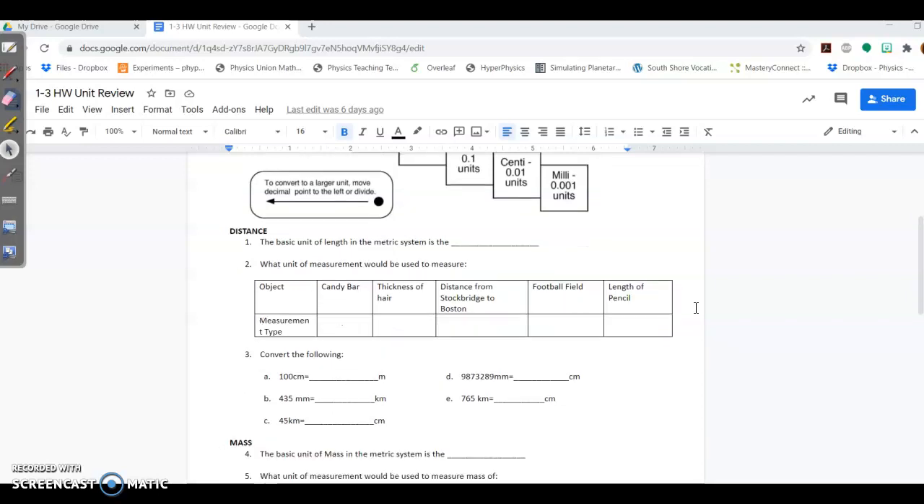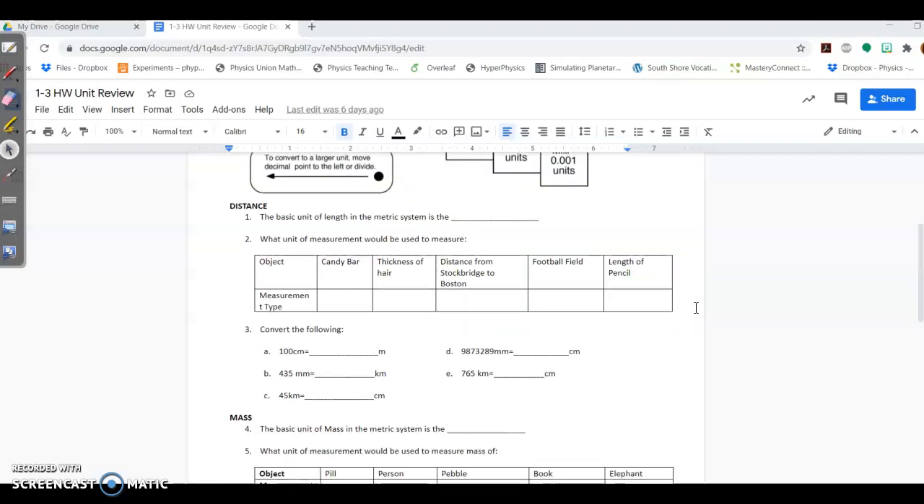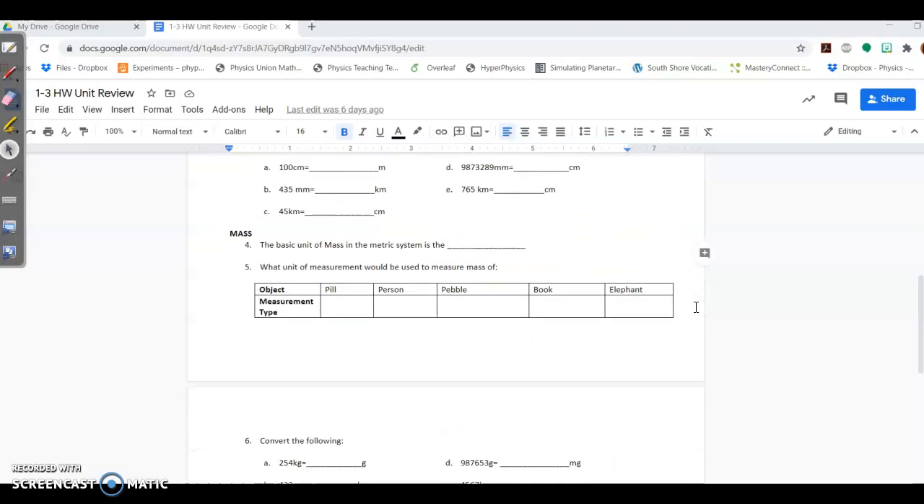All right, so we are going to convert the following. 100 centimeters is equal to 1 meter. B, 435 millimeters is equal to 0.000435 kilometers. 45 kilometers is equal to 4,500,000 centimeters. 9873289 millimeters is equal to 98732.8 centimeters. E, 765 kilometers is equal to 76,500,000 centimeters.